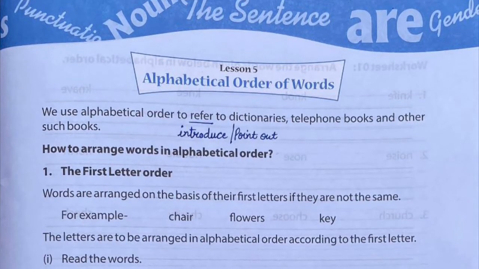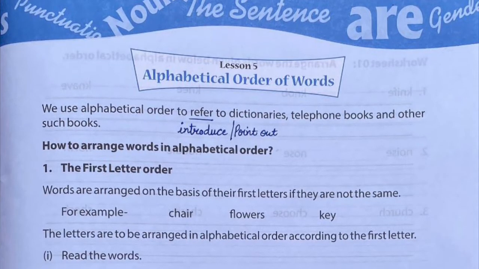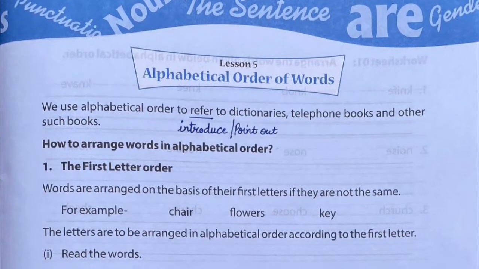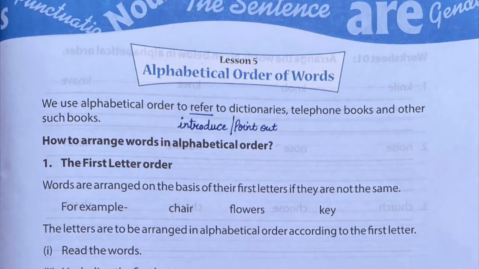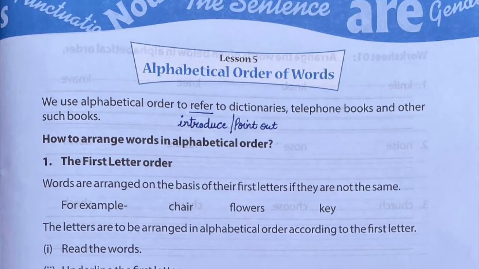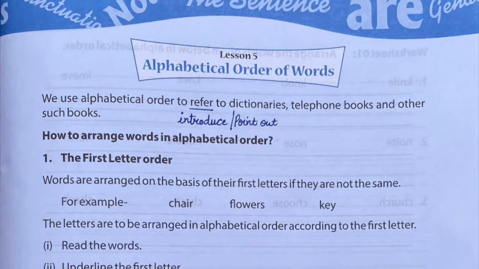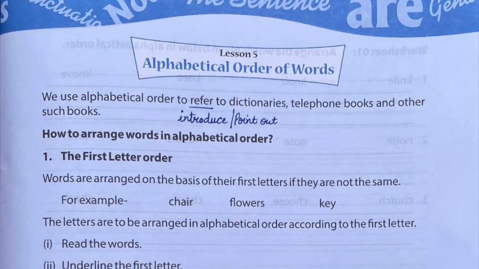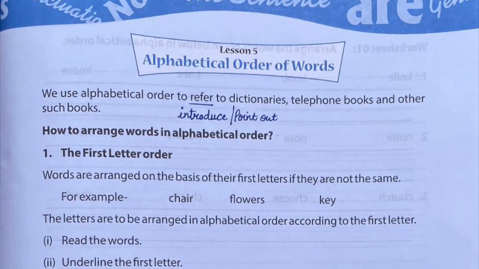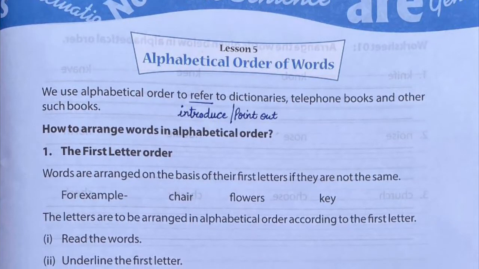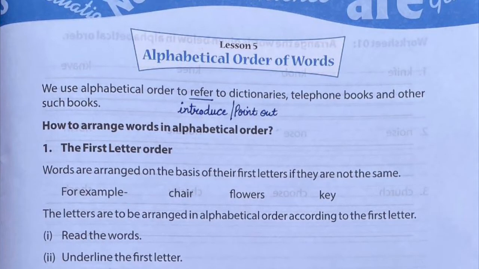Okay, so first of all, where is alphabetical order required, where do we use it? We use alphabetical order in dictionaries, telephone books and other such books. If I talk about alphabetical order, it is specifically used in dictionaries or telephone books or the books which are similar to them.